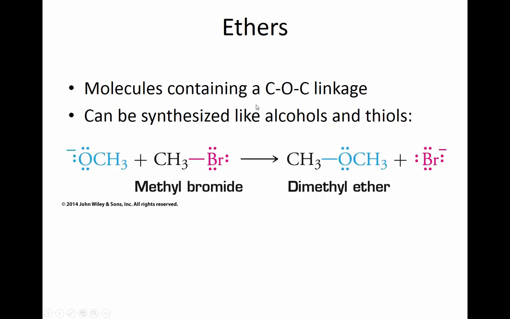Molecules containing a carbon-oxygen-carbon linkage are called ethers. They can be synthesized like alcohols and thiols. And again, we have this alkyl moiety right here. We have a halide like methyl bromide. The reaction occurs, we get dimethyl ether. As you can see, we have a carbon-oxygen-carbon linkage, and the bromide ion is kicked out.